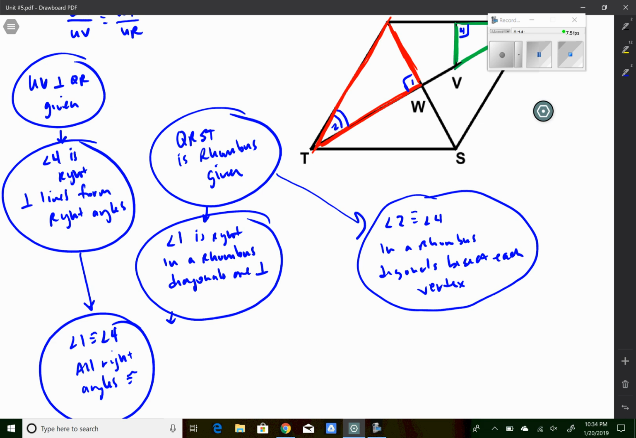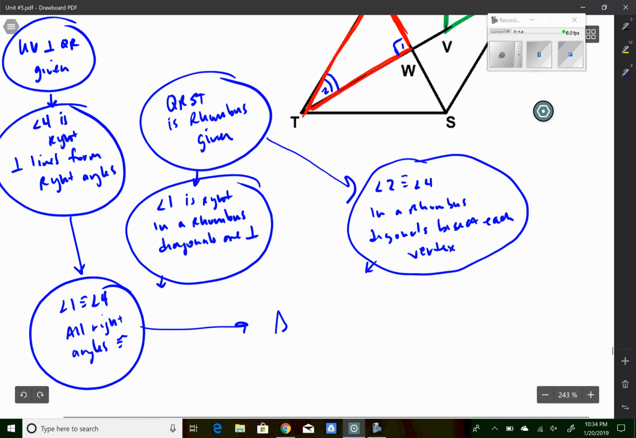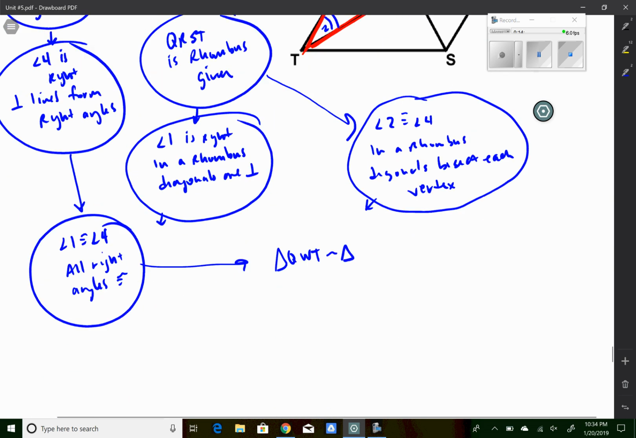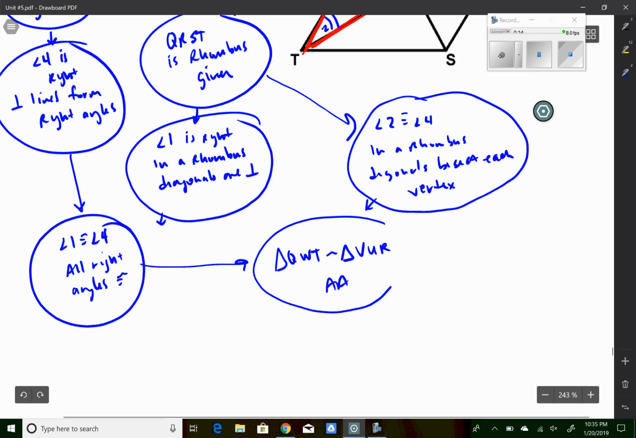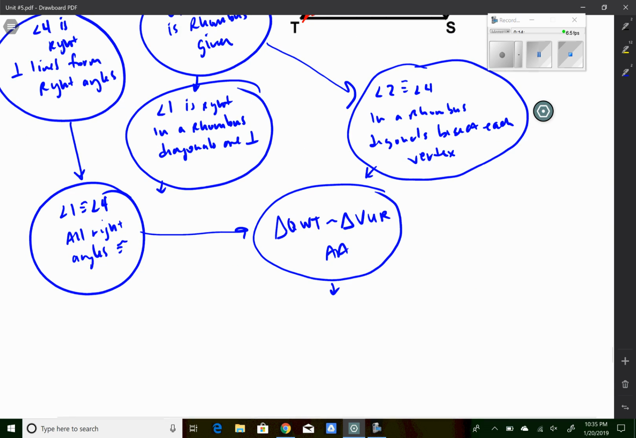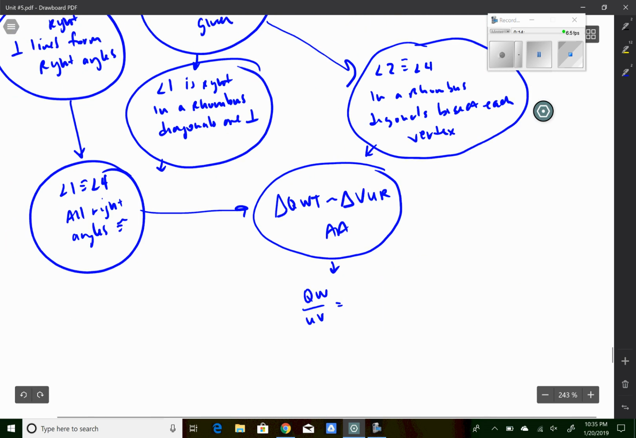So now that gives me enough information because I have two congruent angles. Tell me that triangle QWT, the right triangle, is similar to triangle VUR by angle. Now, because of that, I can now say that my proportions are valid. So QW over UV is equal to WT over UR.